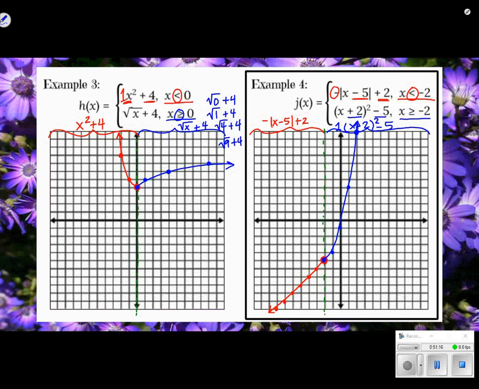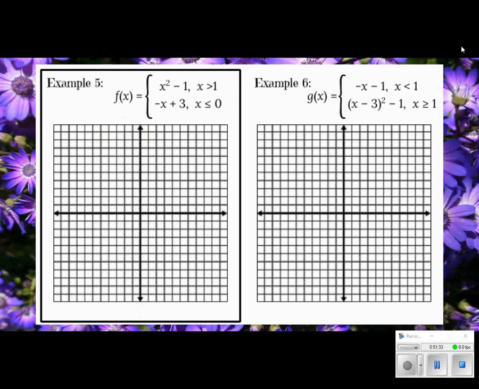So part absolute value, which really looks part linear, and then part quadratic. So these take time and practice and knowing how to read and making sure that you aren't crossing over that green line, making sure you're creating something that does not pass the vertical line test. All right, let's look at example five.